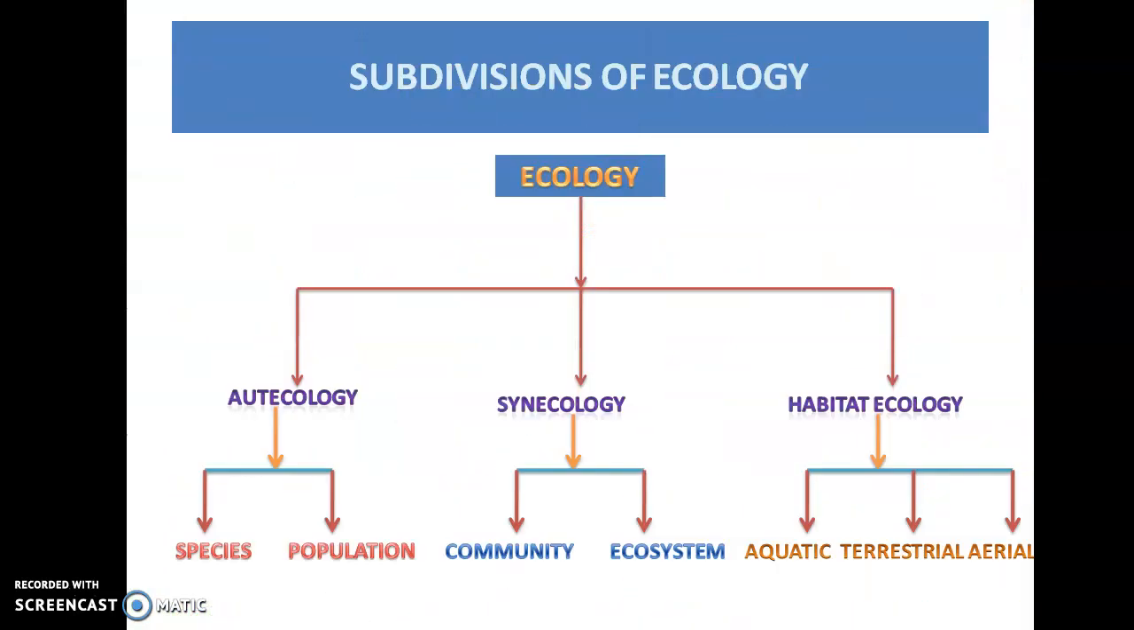Then, do you know what are the different subdivisions of ecology? Ecology has been divided into three distinct categories, that is autecology, synecology, and habitat ecology. Autecology is a study of individual species or a population, and synecology is a study of a community or an ecosystem, and habitat ecology, as the name indicates, is a study of aquatic ecosystem, terrestrial ecosystem, as well as aerial ecosystem. So these are the main branches of ecology.